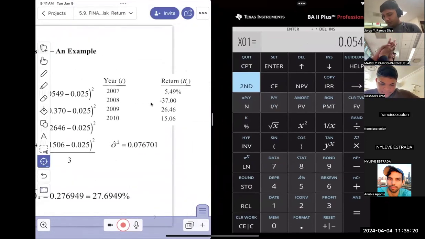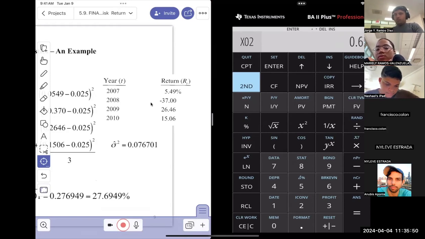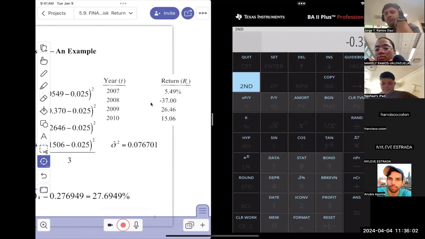we have to go into data mode, clear the worksheet, and then begin entering the returns here as decimals. 0.0549, enter down, and skip over y because we just have one variable. So we have to do the subtraction. 0.37 negative, sorry. And enter down. What happened? I lost my data sheet.